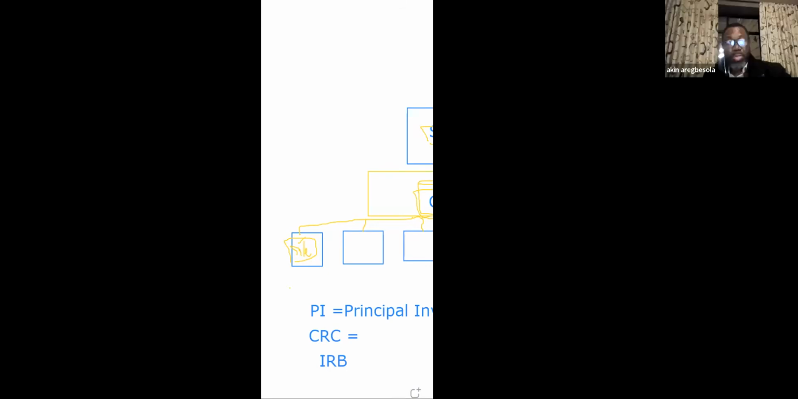Okay, review board. And what phase is the IRB relevant? Is that phase 1 or phase 2? From the very beginning to the very end, pre-phase 1 to the end, the entire phases. So in drawing up the protocol, yes. And what about the CRC? CRC means Clinical Research Coordinator.